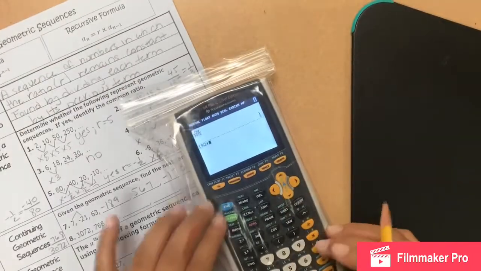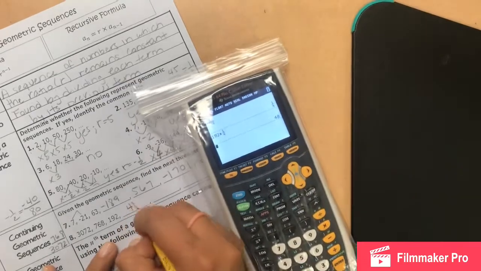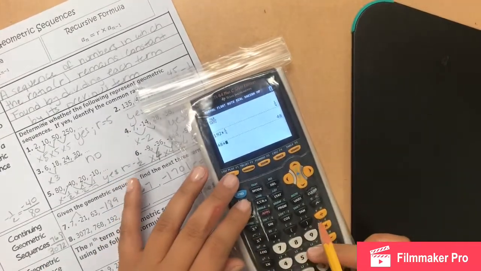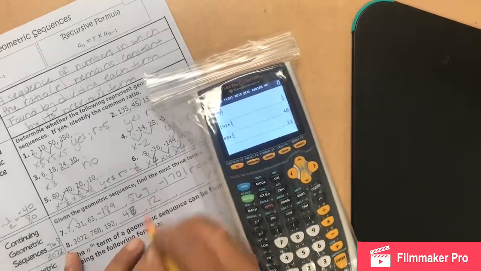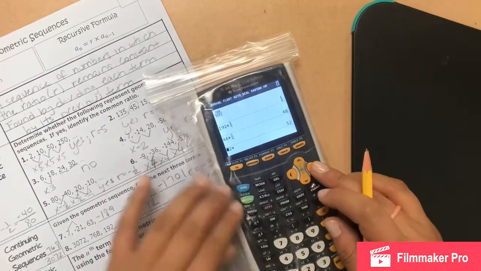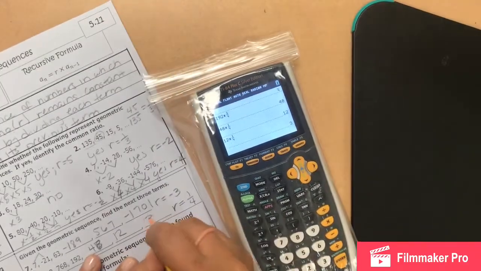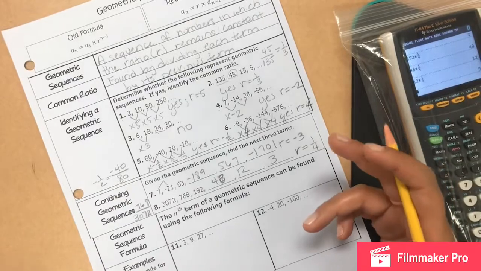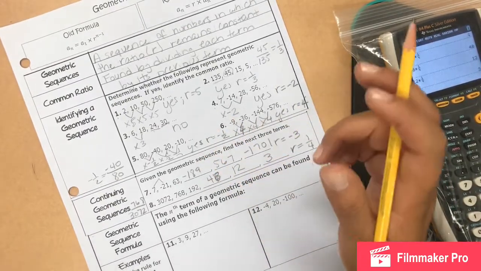If I multiply 192 times 1/4, it goes to 48. If I go 48 times 1/4, it gets 12. And then 12 times 1/4 is 3. Okay. Now, that's all well and good when I'm just trying to find the 4th term, the 7th term, maybe even the 10th term.